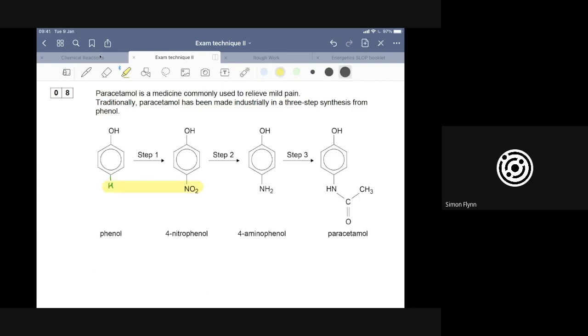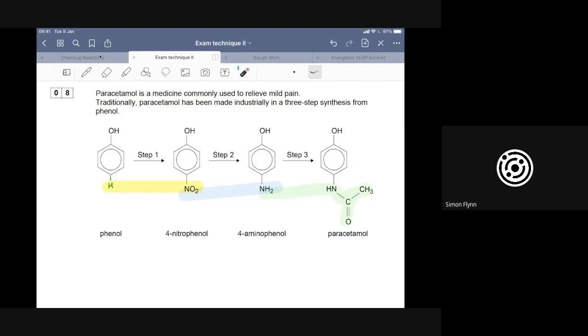That's what's changed. I've gone from a hydrogen to an NO2. In step 3, what has changed? That. I've gone from an NO2 to an NH2. In step 4, what has changed? I've gone from NH2 to HN, and then I've got this acyl group. And then when you're answering your questions, what you hopefully come to realize is that by and large, it does matter here about the benzene ring, but by and large, that's no longer relevant. You just need to focus on what is actually changing. How can you explain that change?